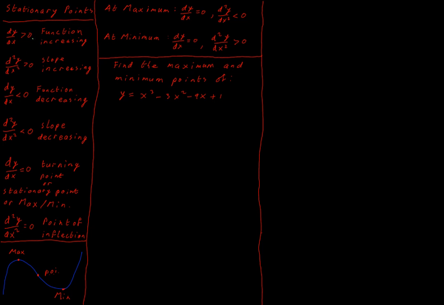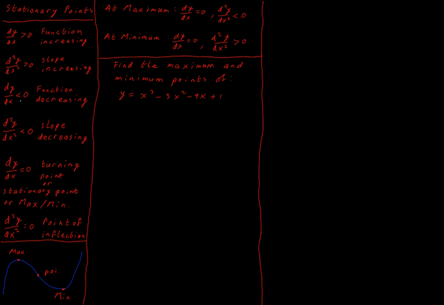If dy dx is greater than 0, we know the function is increasing. Now if we get d2y dx squared, the second derivative, that's how the slope is changing as x changes. So it's the rate of change of the rate of change, the rate of change of the slope. If that's positive, that means the slope is increasing. It's becoming more positive.